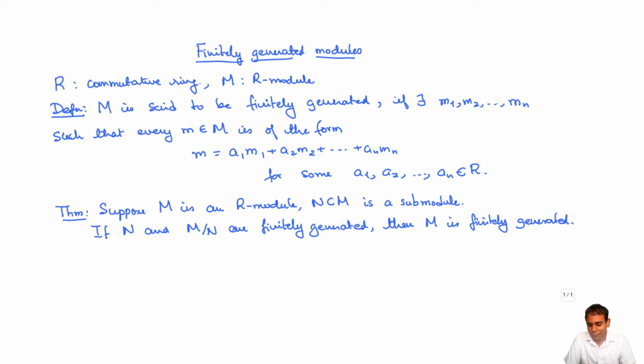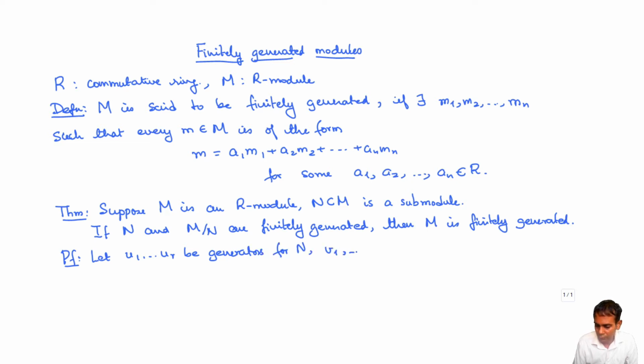The proof of this is not very difficult. You just write down generators of N, generators of M mod N, and somehow using them you construct a finite set of generators for M itself. So firstly you write down generators. Let u1 up to ur be generators for N, v1 up to vs generators for M mod N, and now we'll put these together to construct a generating set for M.